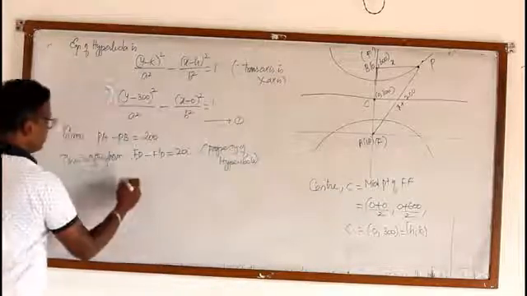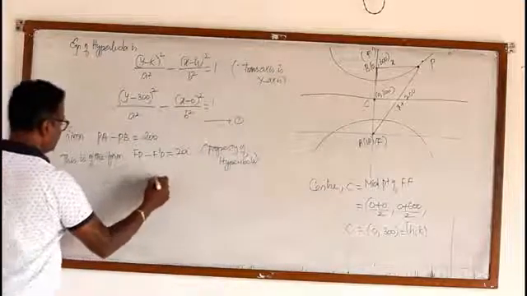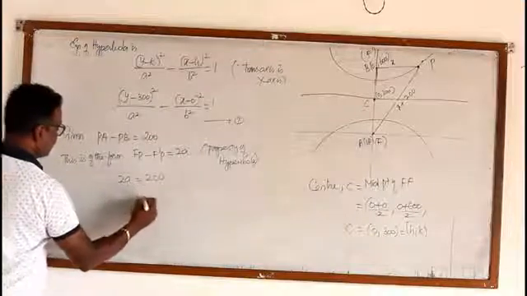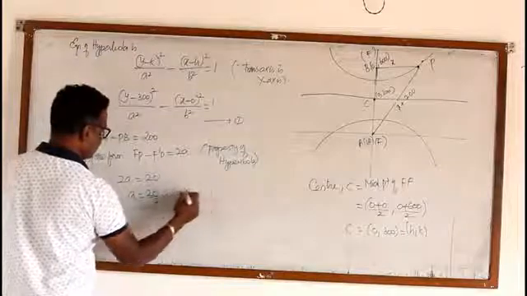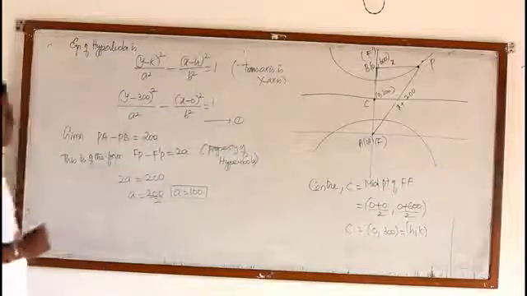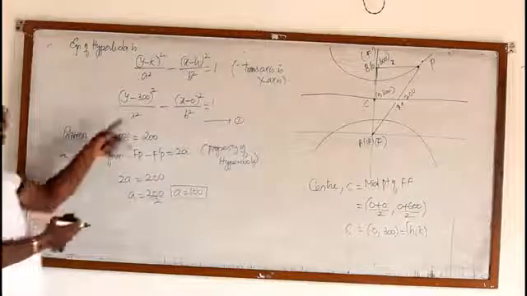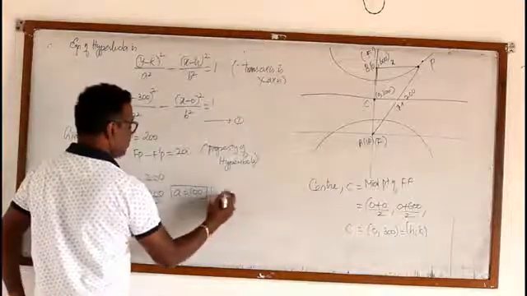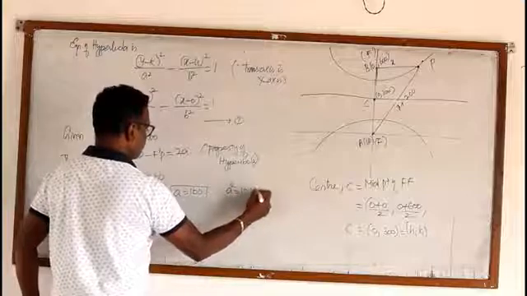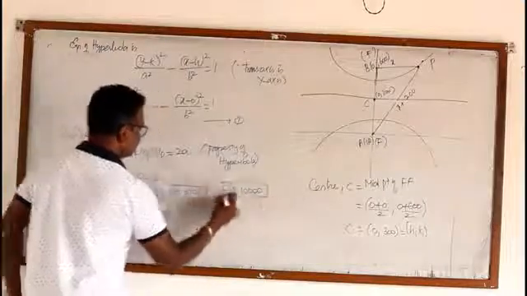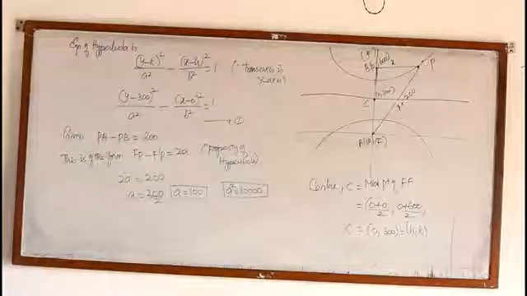So we can say 2a equal to 200. So a equal to 200 by 2. So a equal to 100. I found a now. So a square is, therefore, a square is 10,000. Now I found a square.